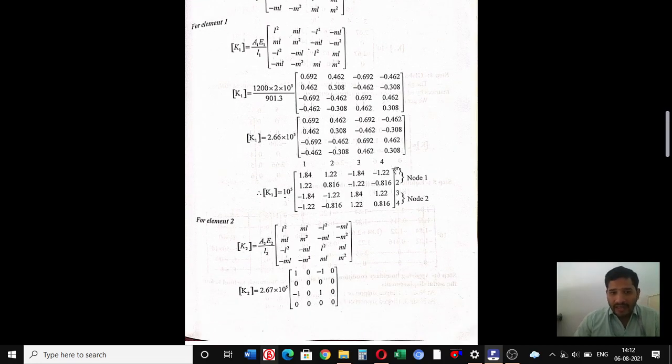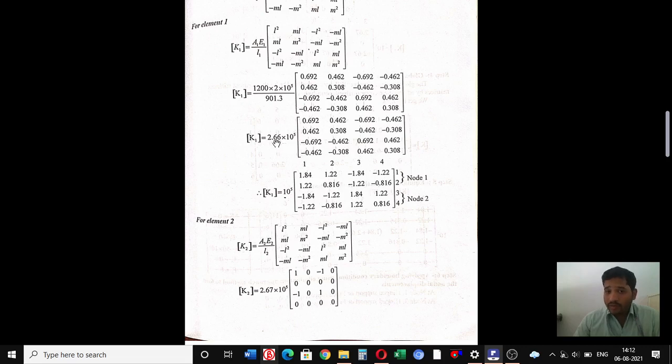Clear here? After that, first of all we need to divide this value. If you divide this value, you will get the answer 2.66 into 10 power 5. After that, what do we have to do? This 2.66 we need to multiply by 0.692. If you multiply by 0.692, it becomes 1.84. Again 2.66 multiplied with 0.462, you will get 1.22.